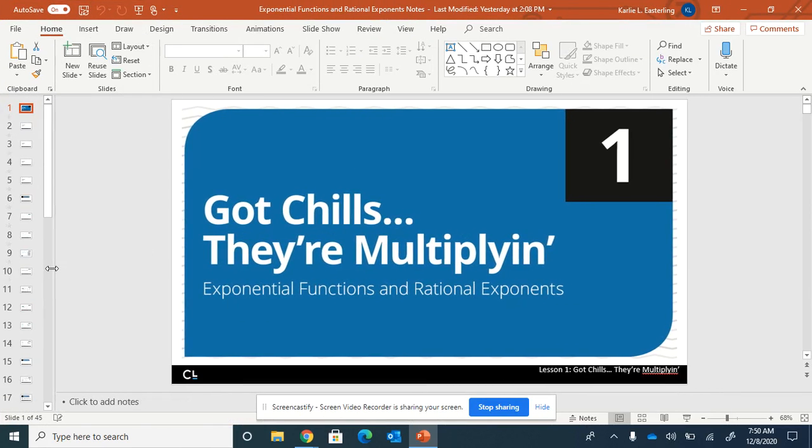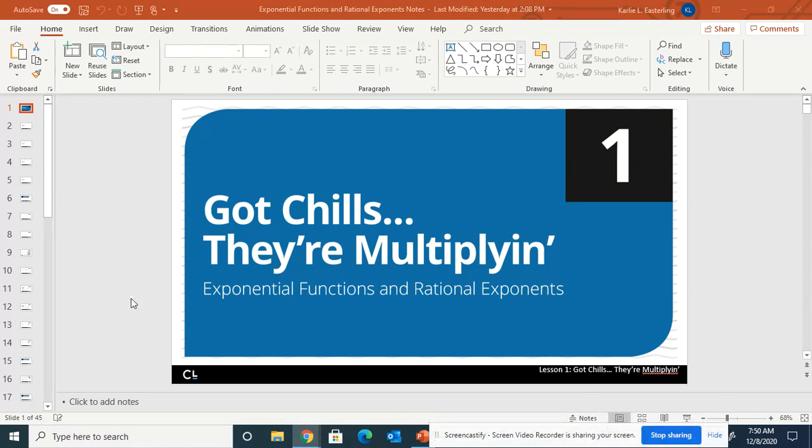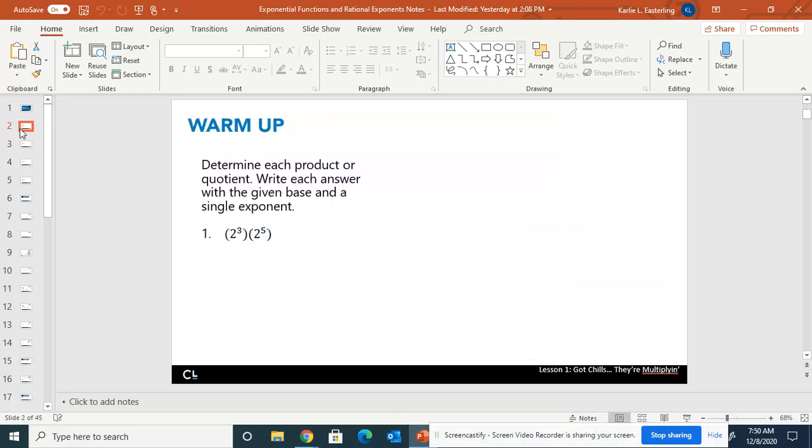All right, everybody. So today we are going to be covering exponential functions and rational exponents. So let's go ahead and get started on our warm-up. Our warm-ups today are pretty much just going over exponent rules.